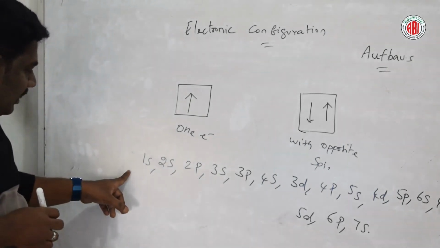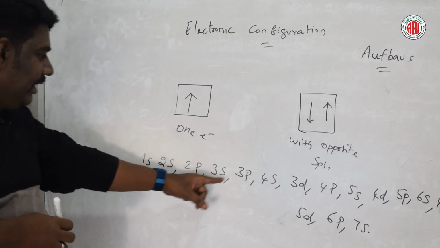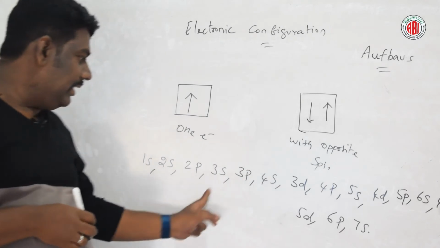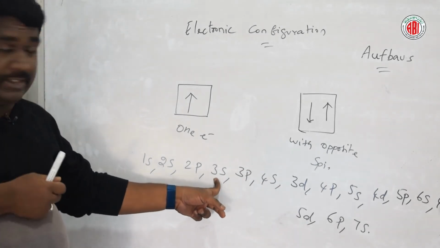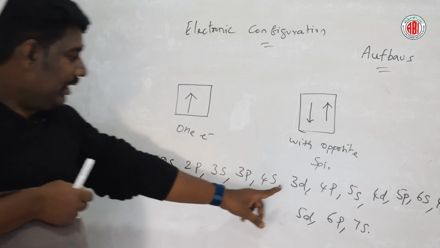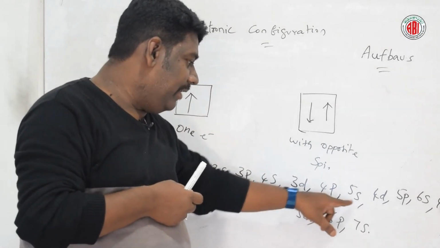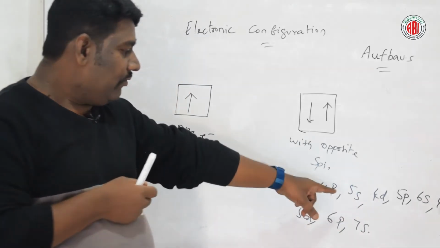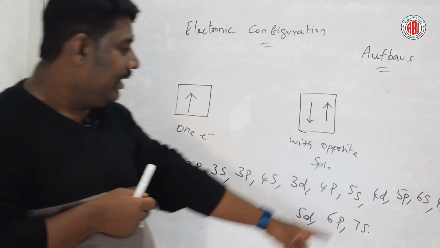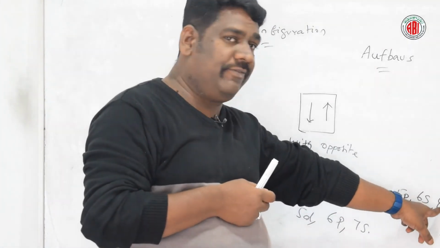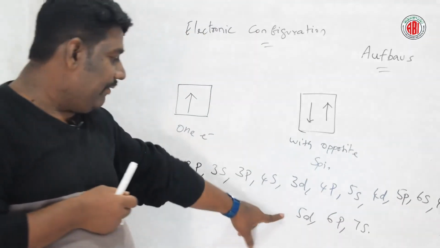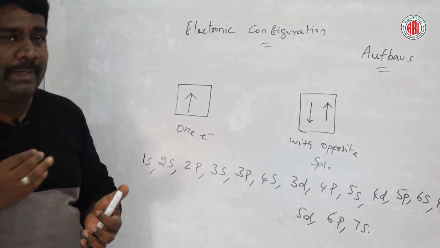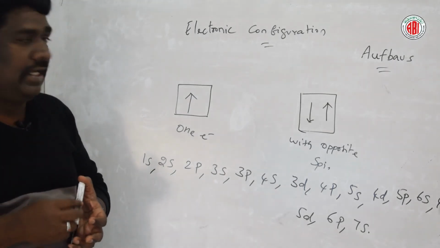The sequence of increasing energy is 1s, followed by 2s, 2p, 3s, 3p, and then 4s. After 4s comes not 4p but 3d, because in the third shell we have the d orbital. Then 3d, then 4p, 4p then 5s, and 5s then 4d. Here also we can see 4s is placed before 4d. Then 5p, 6s, 4f comes after 6s, then 5d, 6p and 7s. So this is the increasing order of energy, and based on that, the electrons are accommodated in the orbitals.